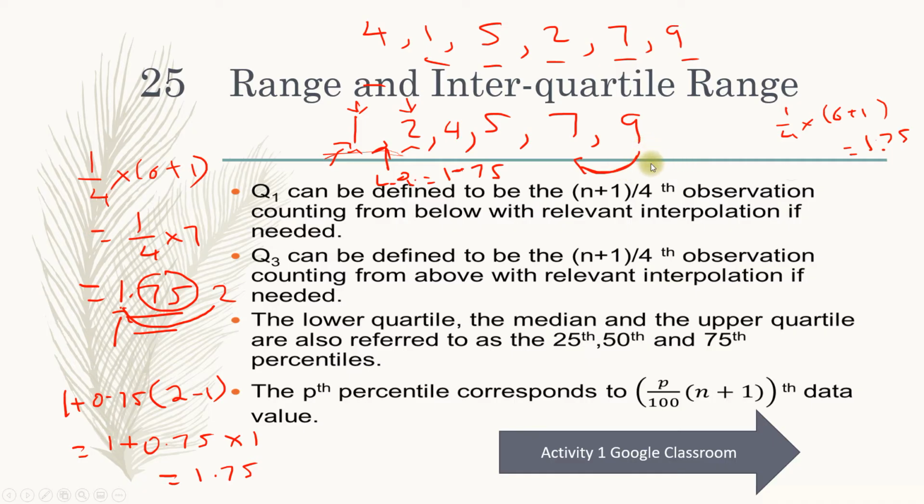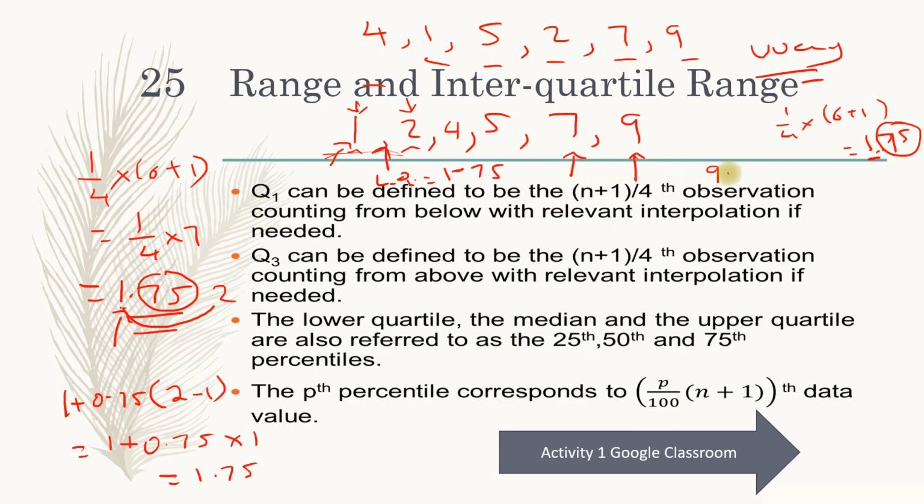Okay, so what do we do? The first observation now would be this one. And the second observation is this one. This is the difference. We are not moving from left to right, but from right to left to find the upper quartile. So the first observation is 9, and the second observation is 7. So you need to take the first observation, 9, and then you need to move three quarter way to the second observation in terms of distance.